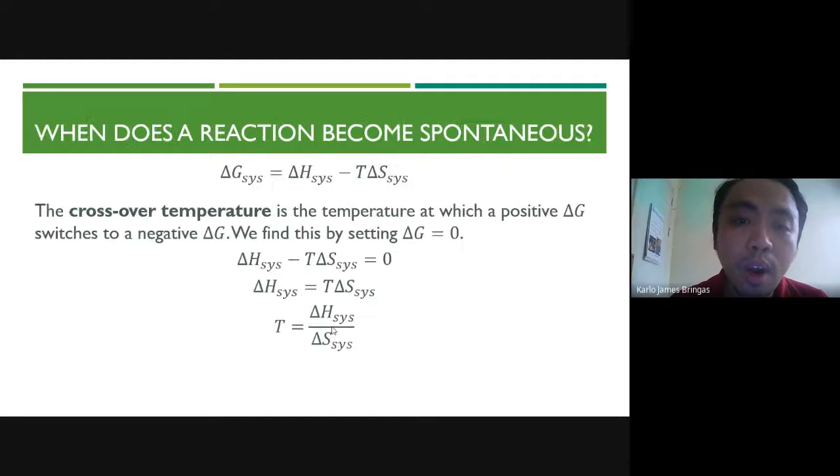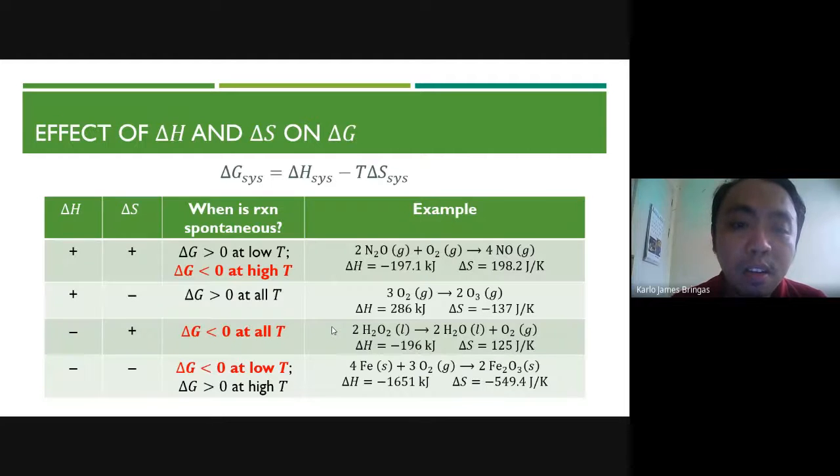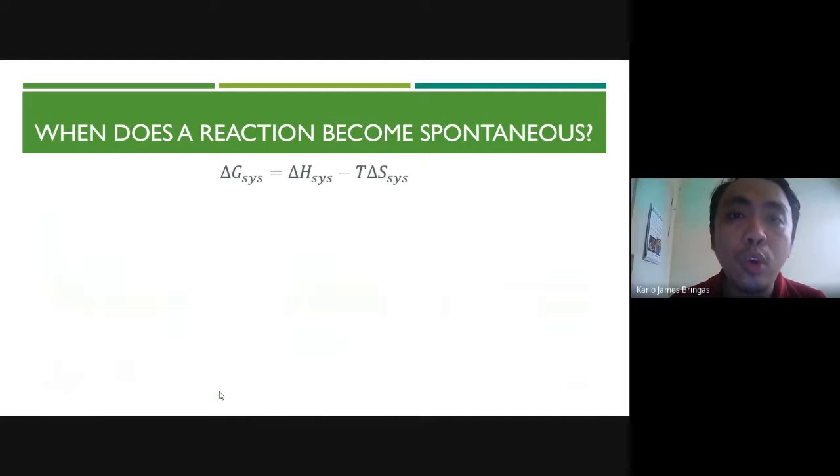So in the case of our case 1, let's say, once we know the crossover temperature, all we need to do is go slightly past it just to make the reaction spontaneous. While in the case of case 4, that tells us we have to keep our temperature below the crossover temperature. Because beyond the crossover, the delta G will now become positive and you get a non-spontaneous reaction. So that is how we can control when a reaction can be spontaneous or not.